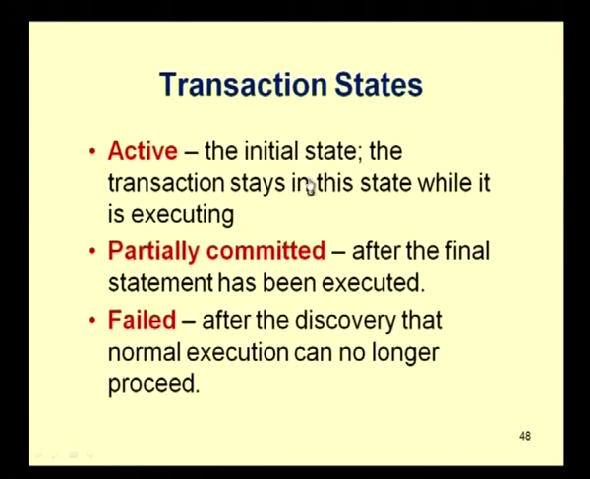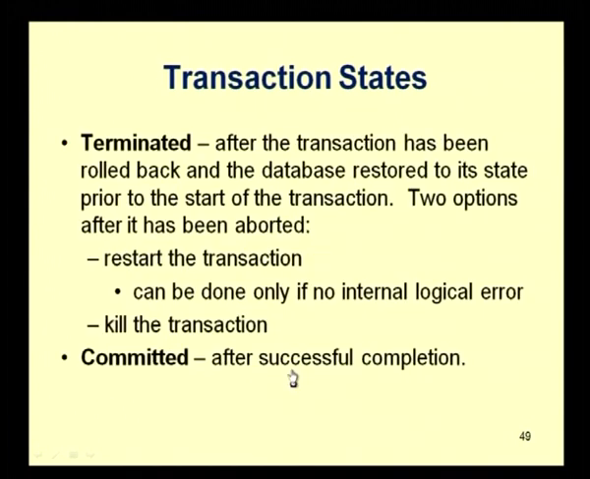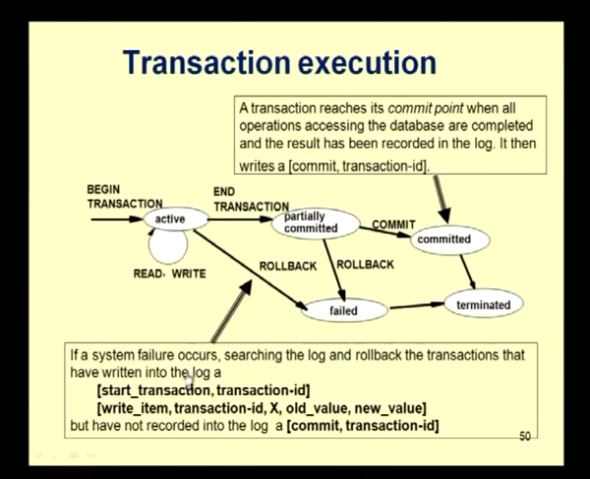Again, active is the initial state; the transaction stays in this state while it is executing. Partially committed: after the final statement has been executed, it goes to the partially committed state. After the discovery that normal execution can no more proceed, it goes to the failed state. Terminated: after the transaction has been rolled back and the database restored to its state prior to the start of the transaction. Two options: restart the transaction or kill the transaction. And committed after successful completion. If a system failure occurs, search the log and roll back the transactions.